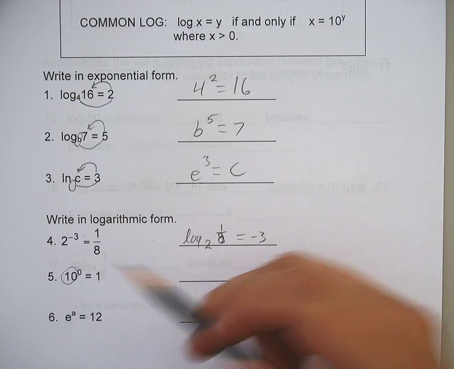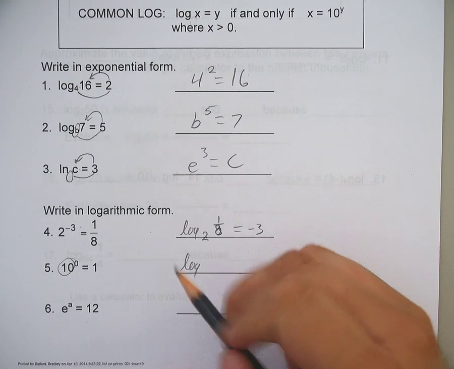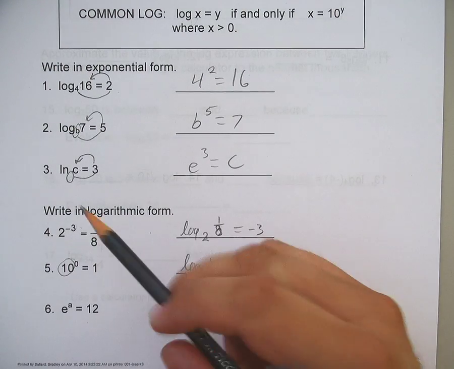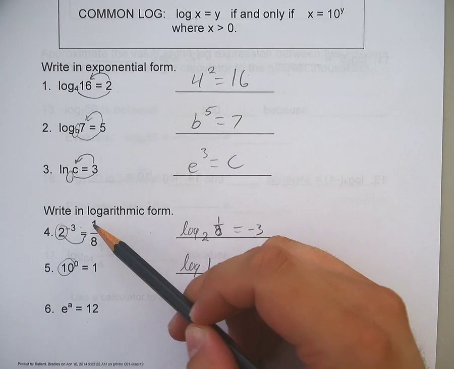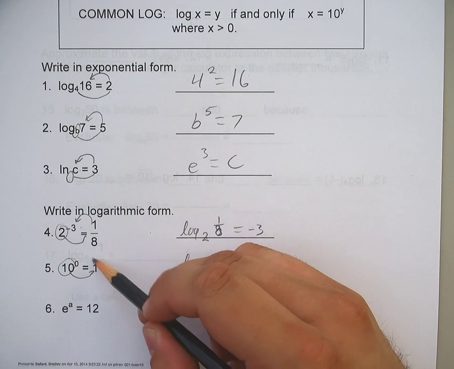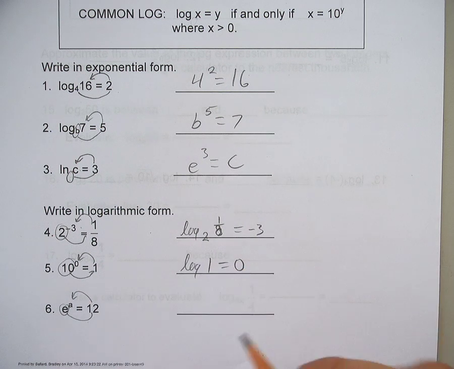Same thing here. Log base 10 is just log. We don't have to write a base here. Log of 1 equals 0. So again, it follows that circular pattern. 2 to the -3 gives you 1/8. 10 to the 0 gives you 1. e to the 12 gives you a.